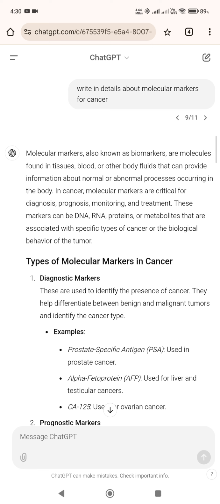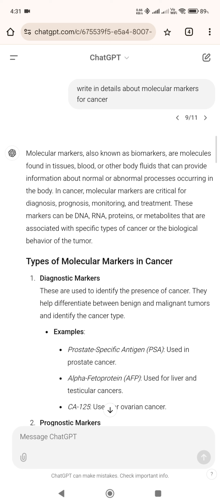1. Diagnostic markers. These are used to identify the presence of cancer. They help differentiate between benign and malignant tumors and identify the cancer type. Examples: prostate specific antigen, PSA, used in prostate cancer; alpha fetoprotein, AFP, used for liver and testicular cancers; CA125, used for ovarian cancer.